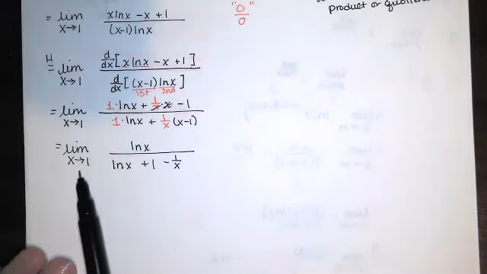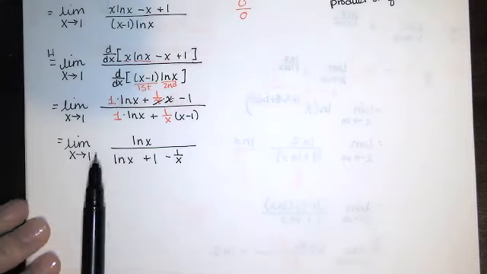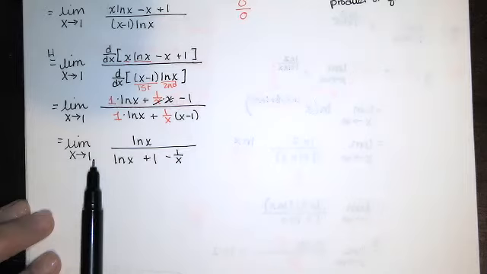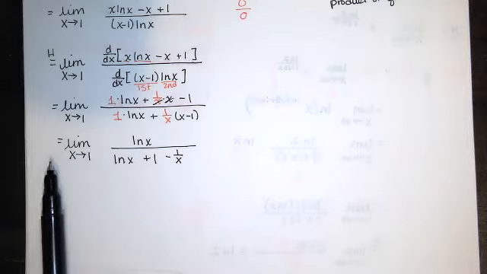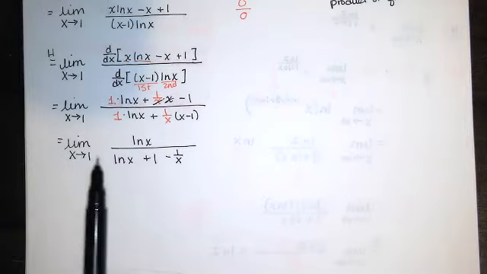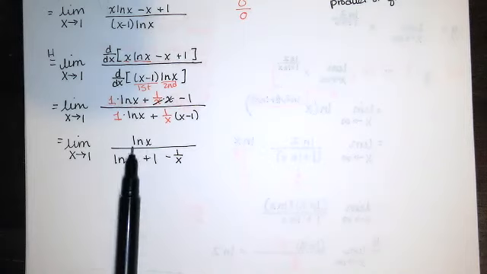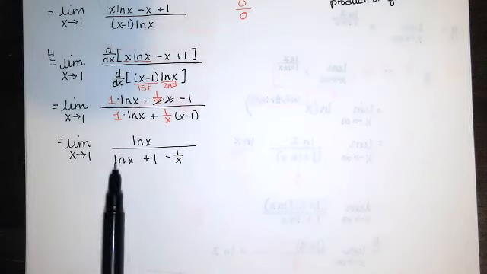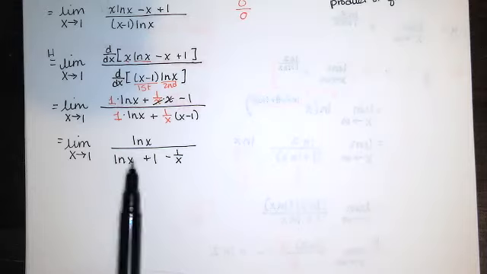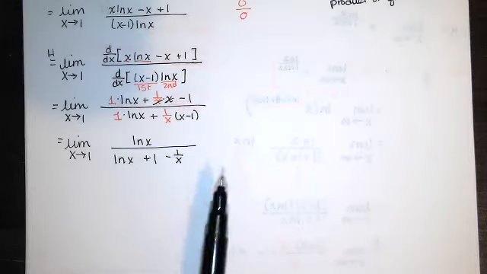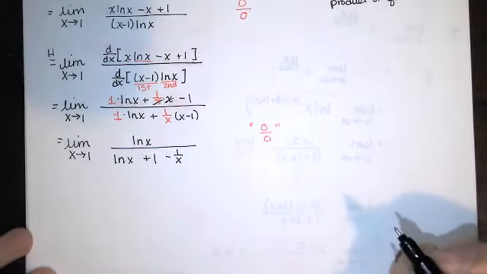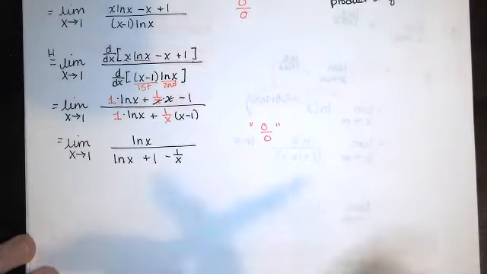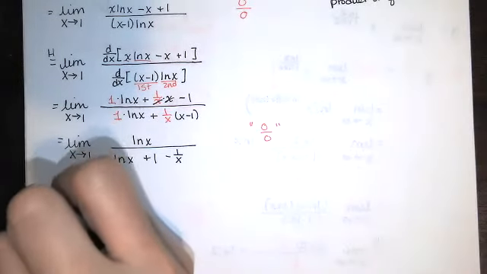So the question is, do we have an indeterminate form anymore? Let's see. As x approaches 1, I've got natural log of 1, which is 0. And then over here, I've got natural log of 1, still 0. 0 plus 1 minus 1 is 0. So it's still a 0 over 0 indeterminate form. But that's good. We can use L'Hopital's rule again. No big deal.